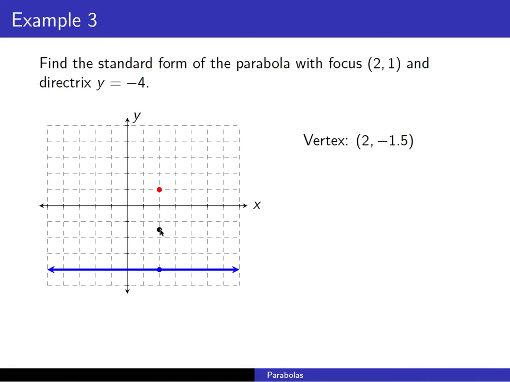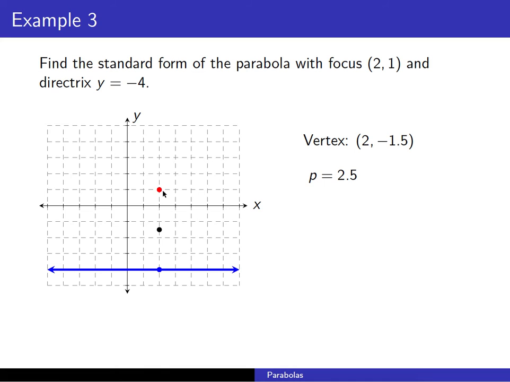And because the focus point is above the vertex, our parabola is going to open upward. Remember, the focus point is always inside the parabola. Another way to look at it is the directrix line will never intersect the parabola at all. So we don't want it opening to the right, we don't want it opening to the left, and we certainly don't want it opening downward. So the only way it could go is up.